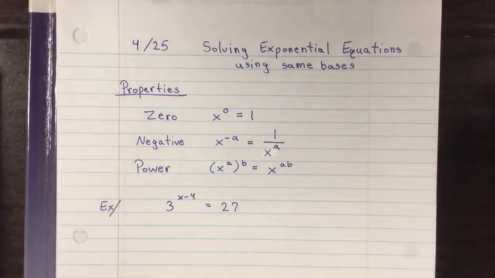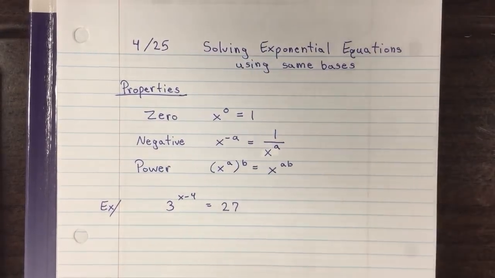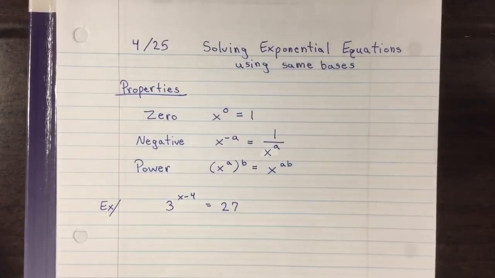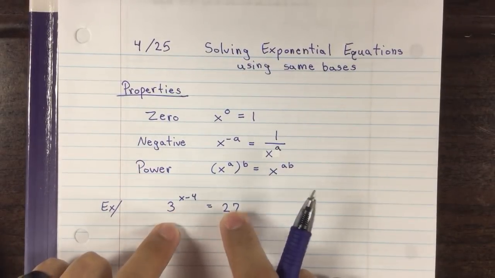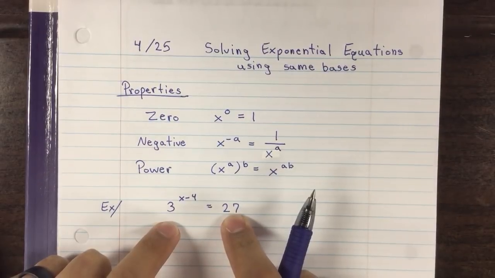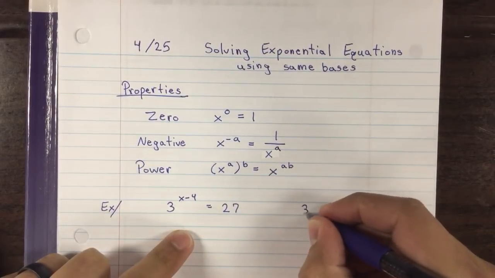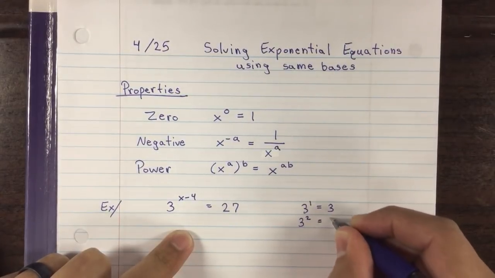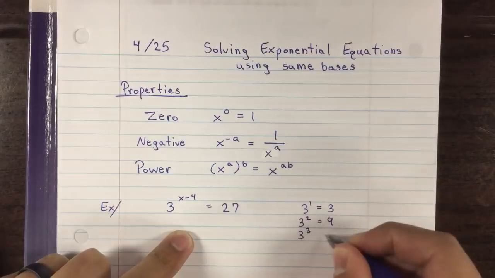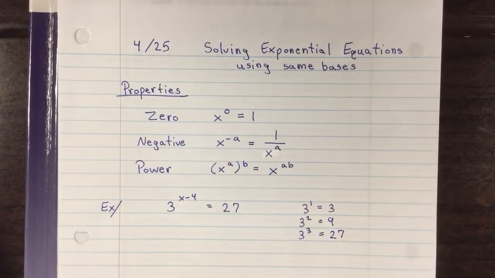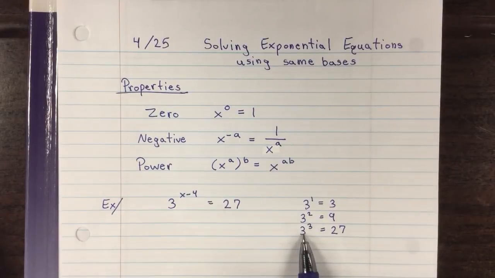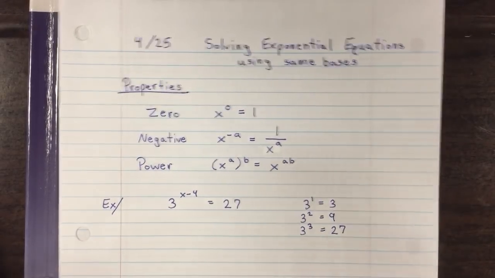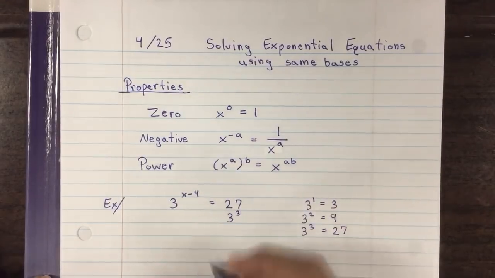So example number 1, 3 to the x minus 4 power equals 27. So you can solve this, but you have to know you need these to both be the same base. So when I'm looking at this, I'm looking at what is 27 with 3 being the base. What I mean is if I have 3 to the first power, I know that equals 3. If I have 3 to the second power, I know that equals 9. So if I have 3 to the third power, that is going to be my 27. So we want the base, which is a big number, to be the same. So this 27 is equivalent to 3 to the third power.